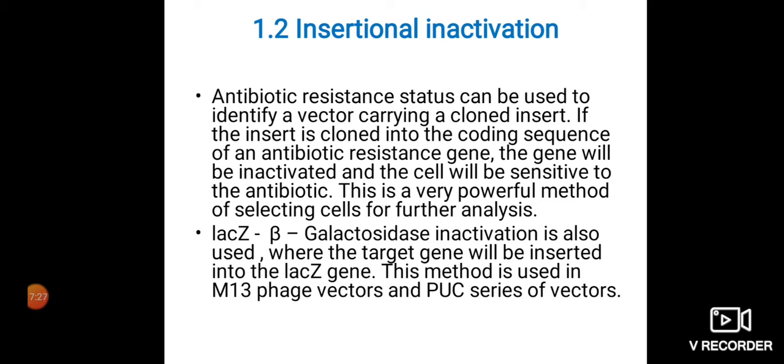Here the gene of interest will be inserted into these marker genes. I use the word marker genes, which are used for selection. So they are inserted into these particular genes, and due to insertion these genes become inactivated or non-functional. This inactivation is being used for screening. People have seen this in the case of pUC plasmids and M13 plasmids where lacZ is used, and a large number of other derived plasmid vector systems like pBR322 where people use antibiotic resistance.